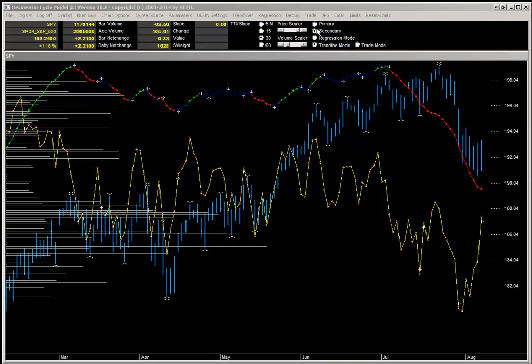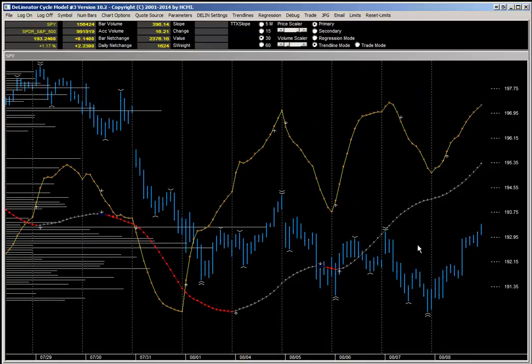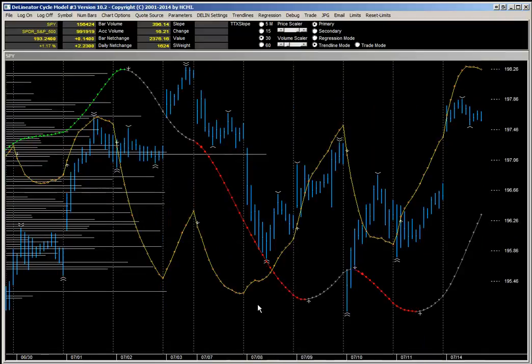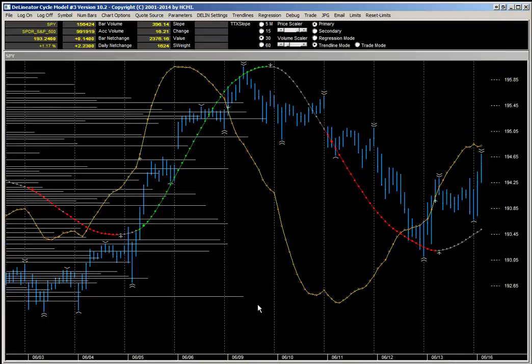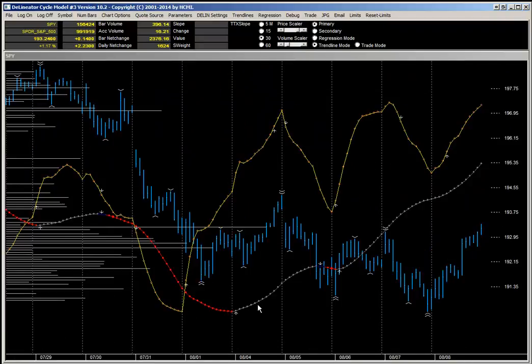So if we come back to our primary chart, we can see that it has multiple colors. The delineator is either gray, green, blue, or red. And on this screen we only see gray, blue, and red. But if we scan back into time, we can see that there are periods where it does turn green. So what does that mean?